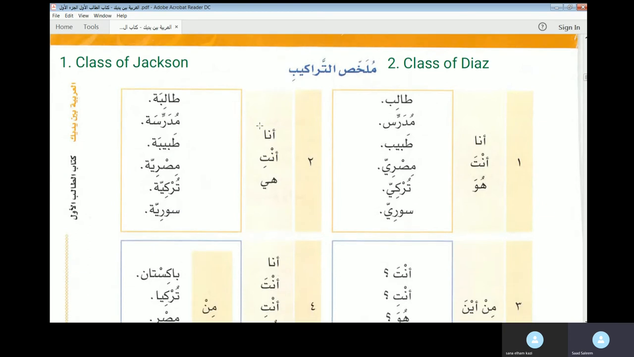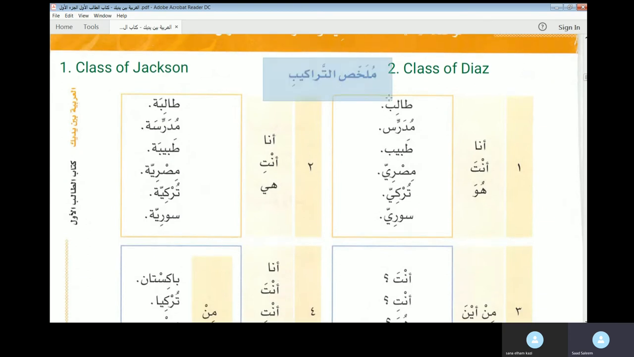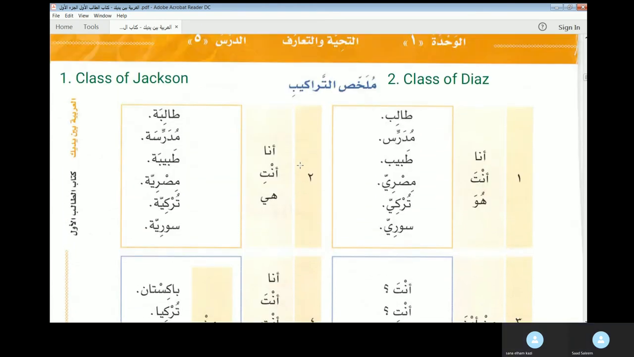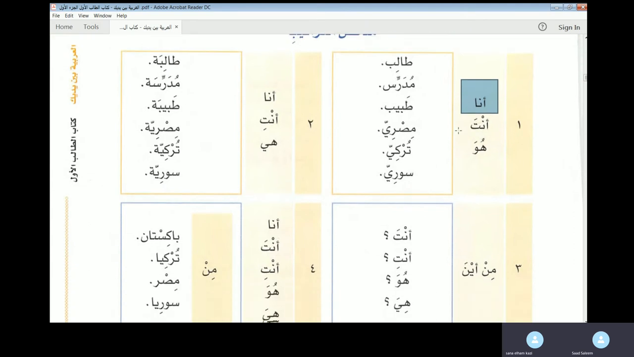And then this is just revision. Mulakhasa tarakib, a summary of the structure that we have read. Shall we read this page or not? Yes, we can. Ana talibun, ana mudarrisun, ana tabibun, ana misri, ana turkiyi, ana suriyi. Do you actually just say misriyi? Yes, ana misri, just keep it simple.